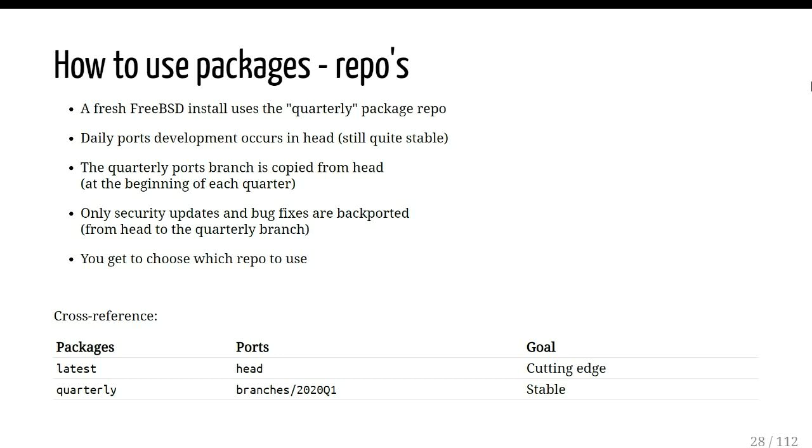So one thing I sometimes find confusing is the difference in language. In packages, the term latest correlates to the term head in ports, and the term quarterly is a branch that'll look like branches/2020Q1, for example.